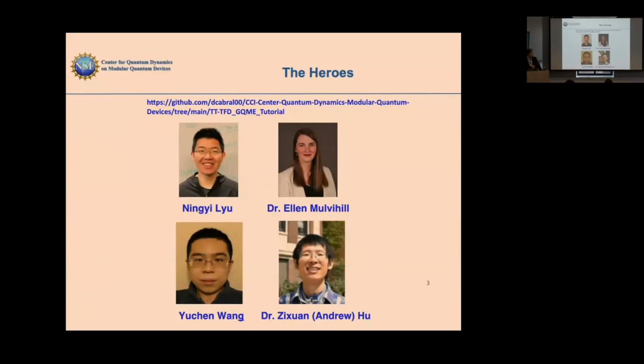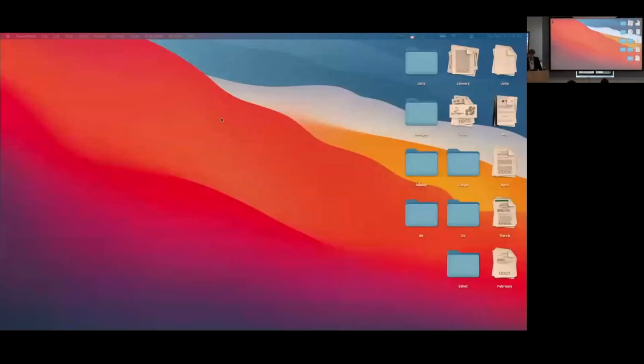Ningyi and Ellen in my group, and Ellen graduated from Ethan Geva's group, and Yuchen and Andrew from Sabre Kais's group. They also put together this very nice tutorial on the dynamics of open quantum systems, non-Markovian quantum dynamics with a generalized quantum master equation, that if you go to my webpage, you will find it under the center.